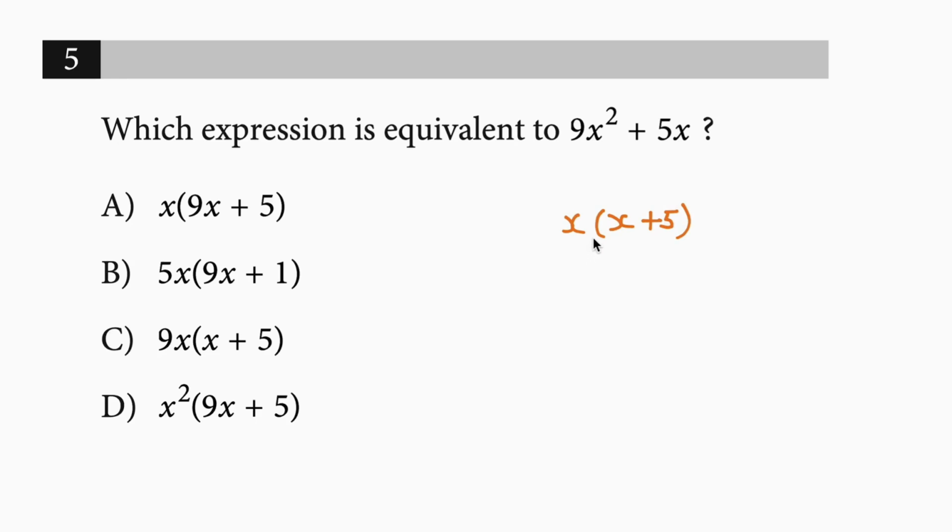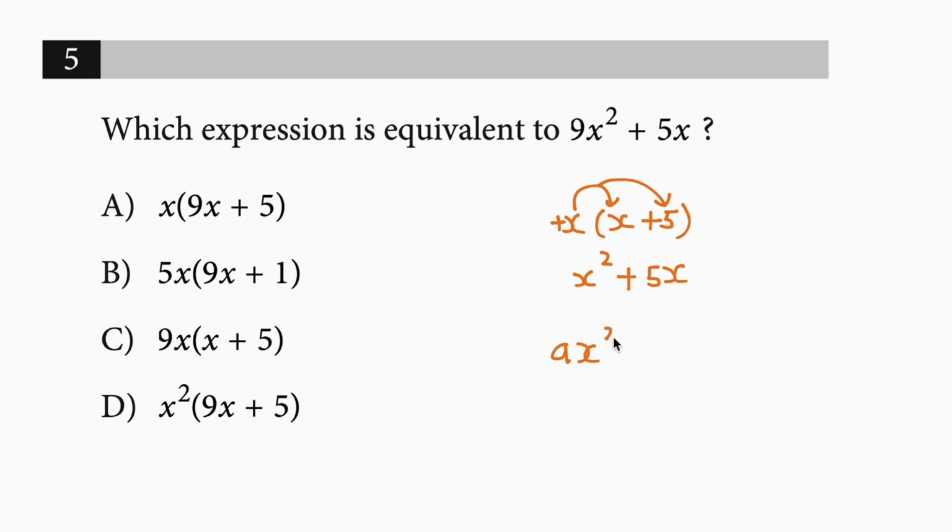Then what do we do? We apply the distributive property and multiply x with all the terms, right? So x times x is x squared plus x times 5 is 5x. This is what we do. But in this question, we have to do the opposite. Instead of multiplying, we have to take common what is present in both the terms.